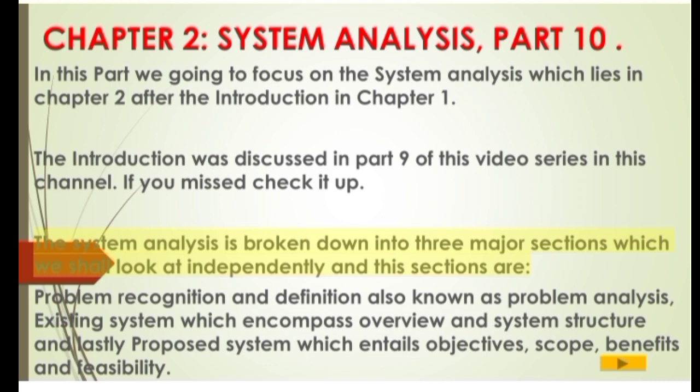The system analysis is broken down into three major sections which we shall look at independently, and these sections are problem recognition and definition, also known as problem analysis, existing system which encompasses overview and system structure, and lastly proposed system which entails objectives, scope, benefits and feasibility.